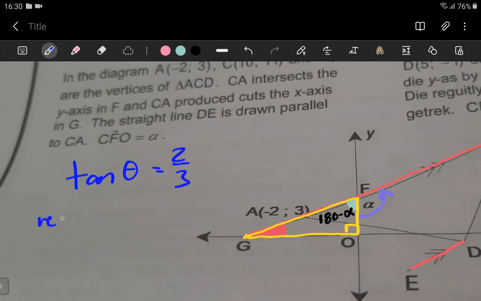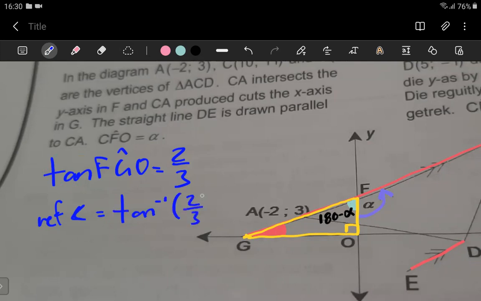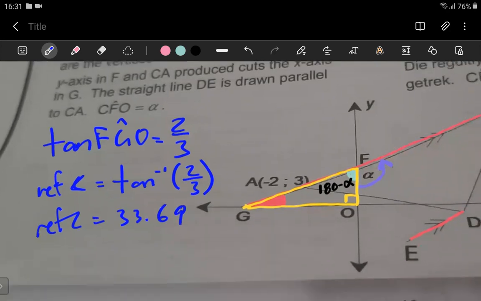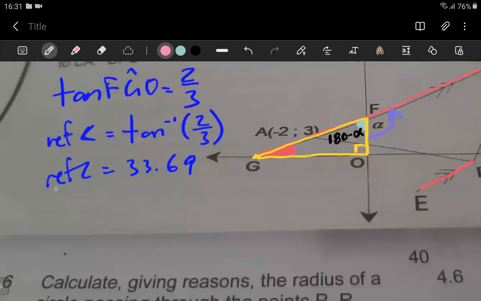Yes, 2/3. So here, we're talking about angle FGO, right? Let me just replace this with FGO, just so that we are all on the same page. So the reference angle here is going to be shift tan of 2/3. What does this give us? That gives us 33.69. This looks accurate enough, it's an acute angle, so we can just take that as our value for FGO.